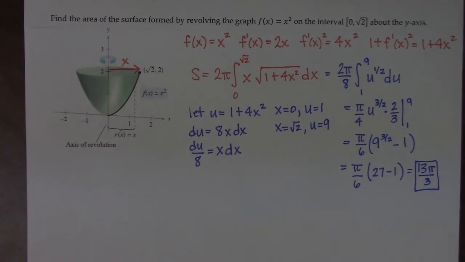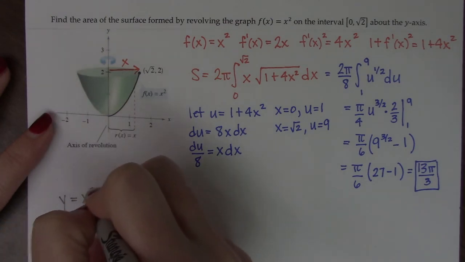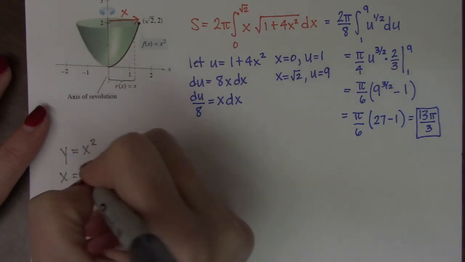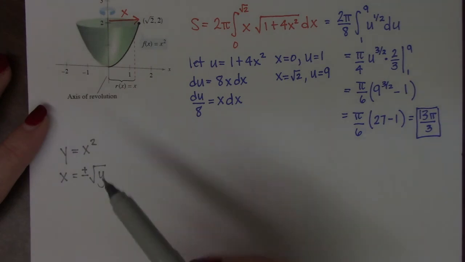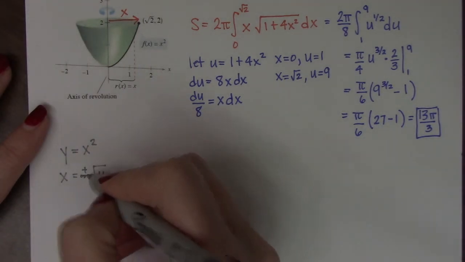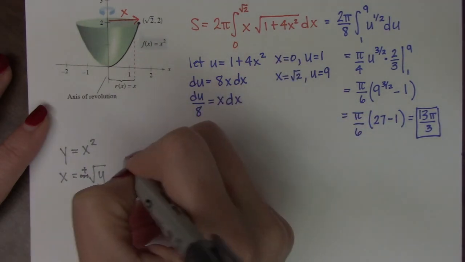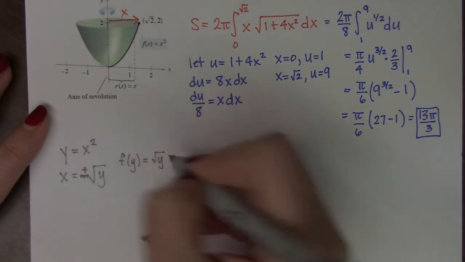Let's see what would happen if we tried to work with variable y. So if we tried to work with variable y, then I would need to solve the equation y equals x squared for x. So x would be plus or minus the square root of y. I only want the plus case because I'm looking on the positive side of x. So that means our function of y is the square root of y.